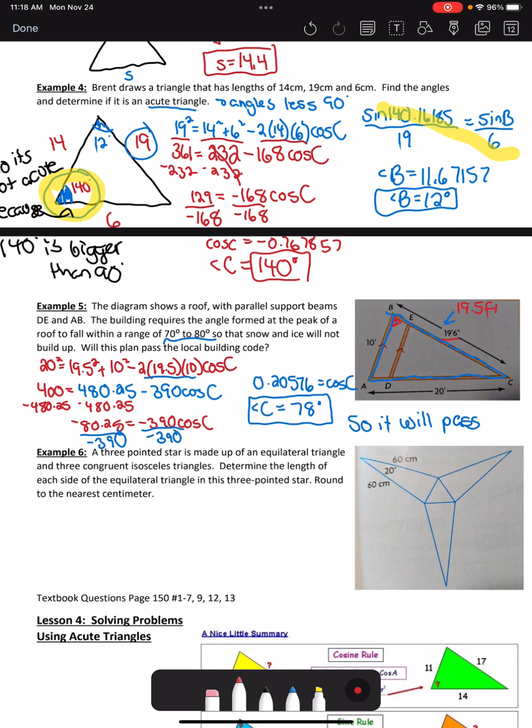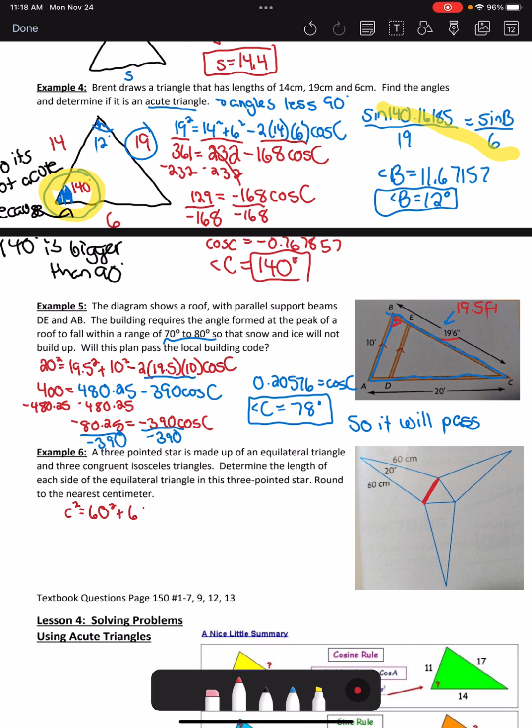All right, last question. A three-pointed star is made up of an equilateral triangle and three congruent isosceles triangles. Determine the length of each side of that equilateral triangle. So this is what I'm looking for. Okay, this is cosine law, right? Because I have a contained angle. So this is an easy one because I get to find a side length. I'm going to call it C. A and B are both 60.